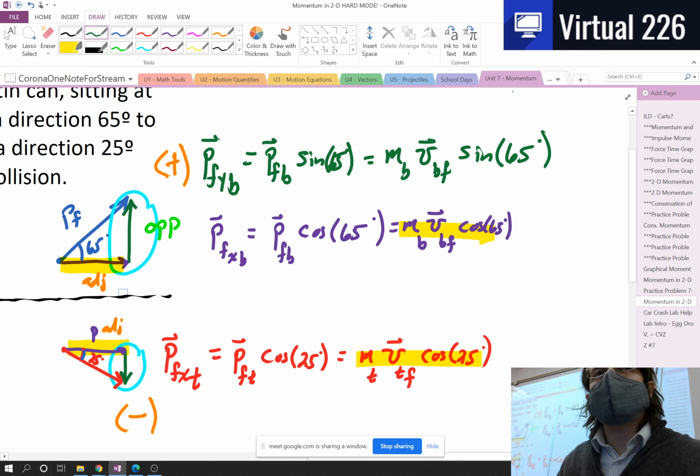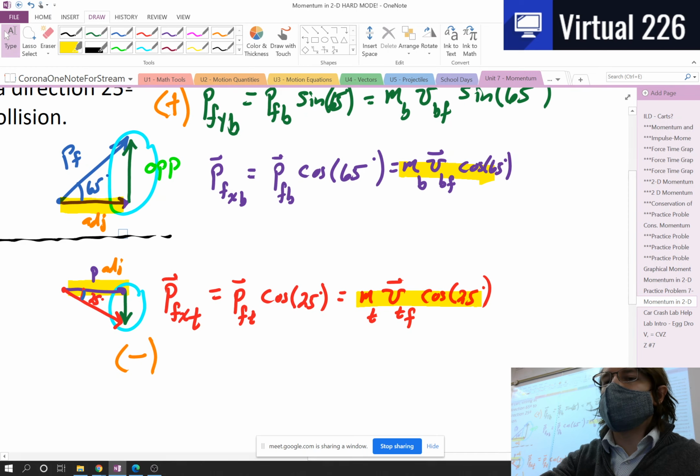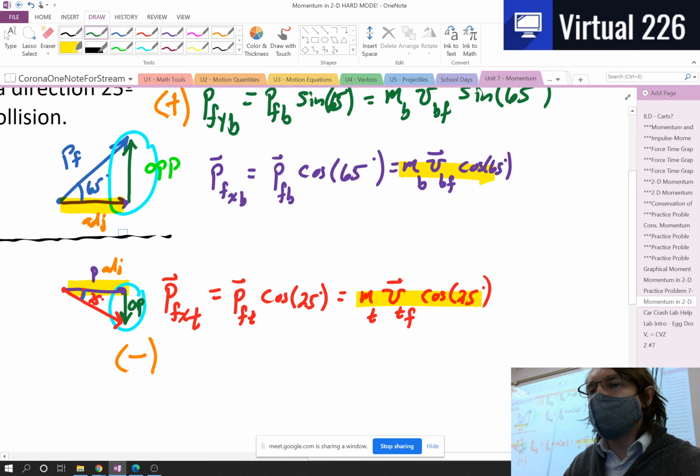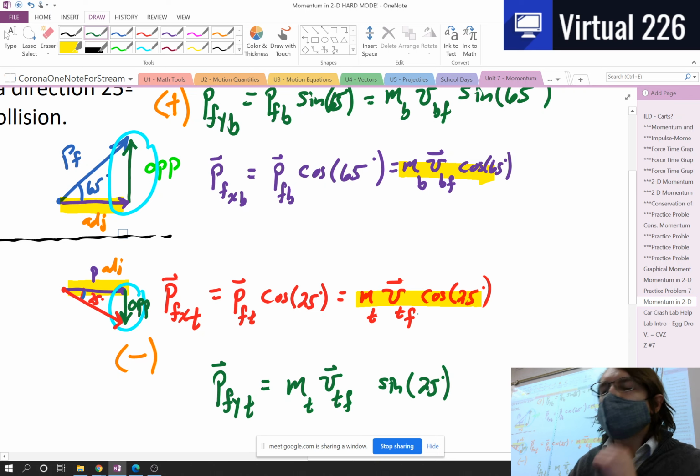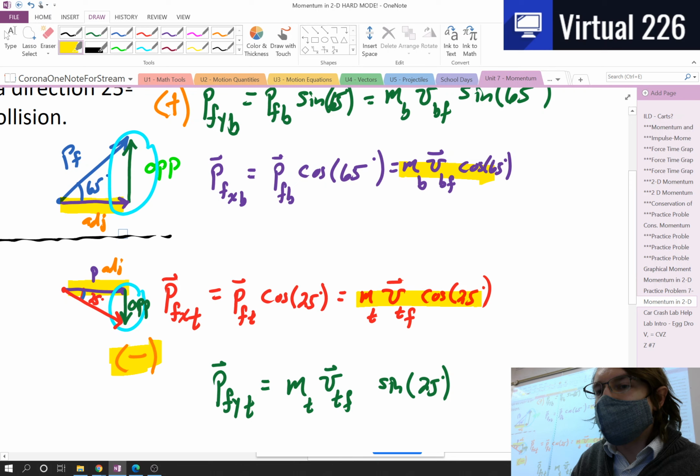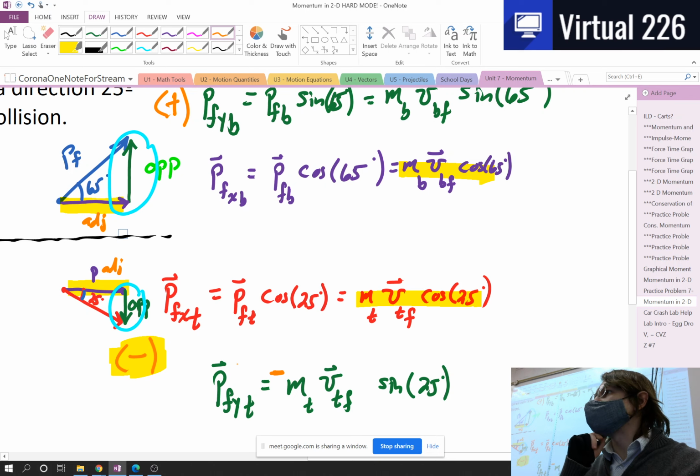If we do the exact same thing for the tin can, recognizing that the vertical component is indeed the opposite side, we'll also find that the final y velocity of the tin can is going to be the same idea. It's going to be the mass of the tin can times the final velocity of the tin can times the sine of its angle, 25 degrees. And the only thing we have to remember here is we called down the negative direction, so this is actually a negative quantity, simply because we said down was negative.